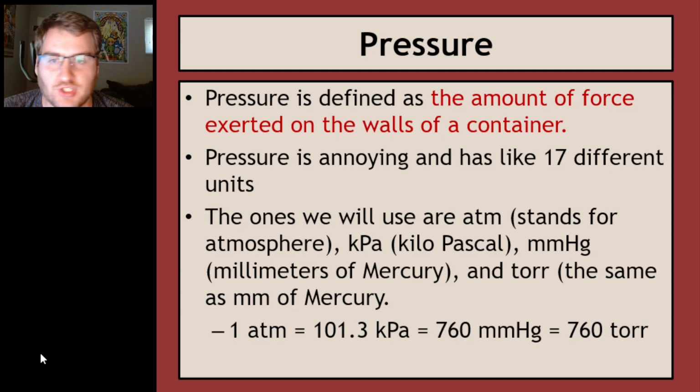They're all just different units of pressure, and you can relate them to each other using this expression. 1 ATM is the same as 101.3 kPa, which is the same as 760 millimeters of mercury, which is the same as 760 torr. So if I give you 1 unit of pressure, you can use those expressions to convert between them if necessary.